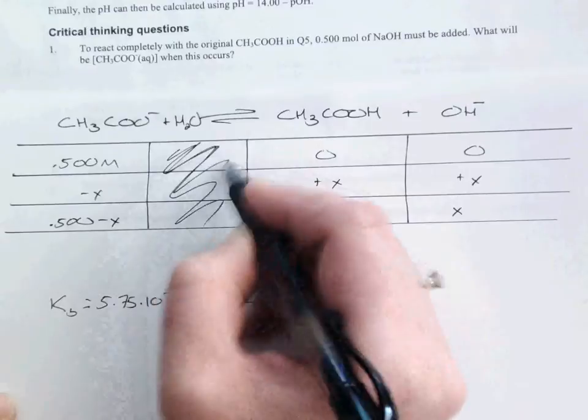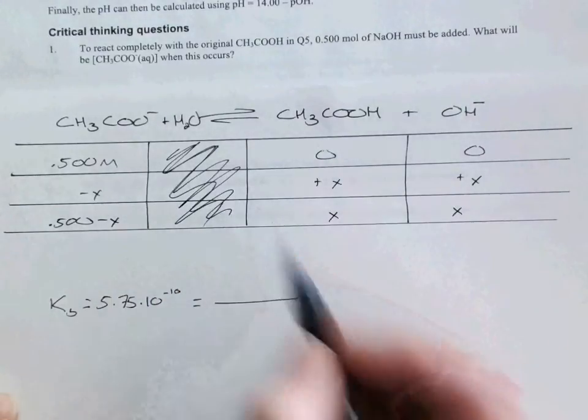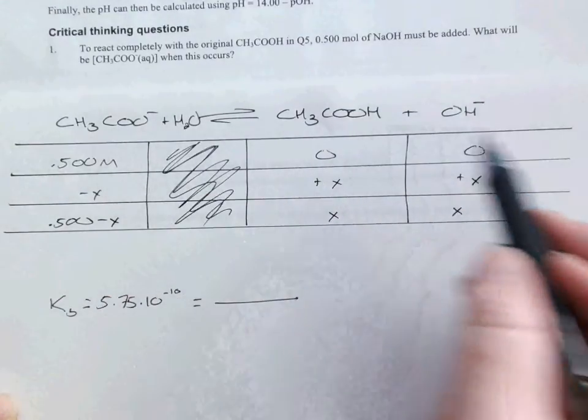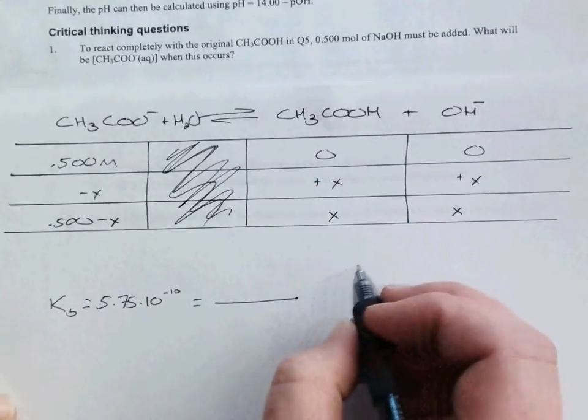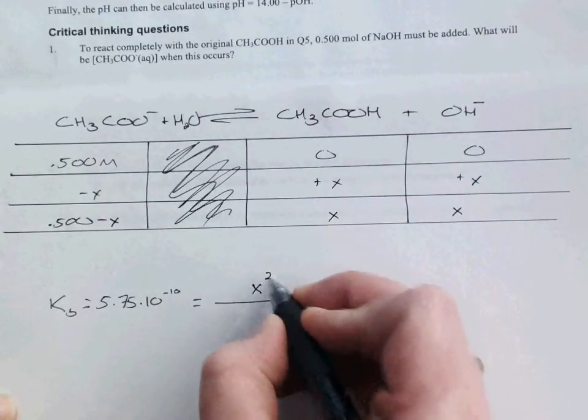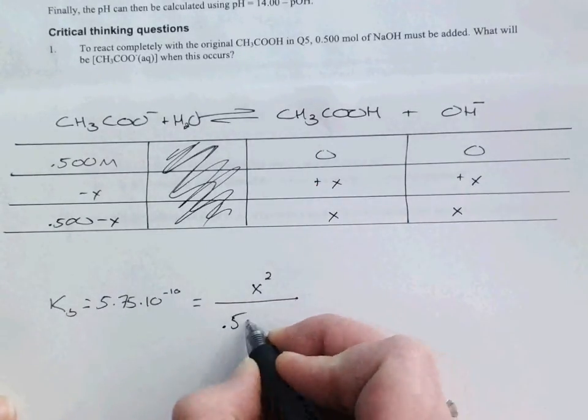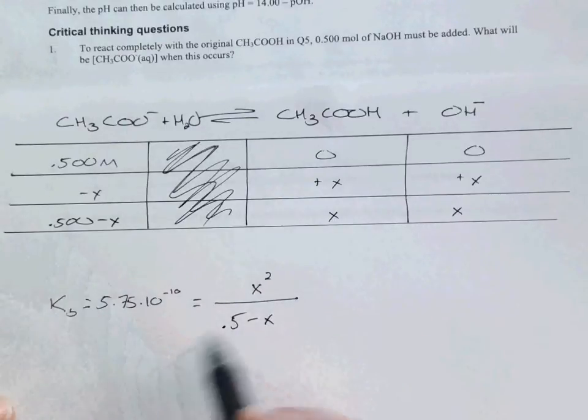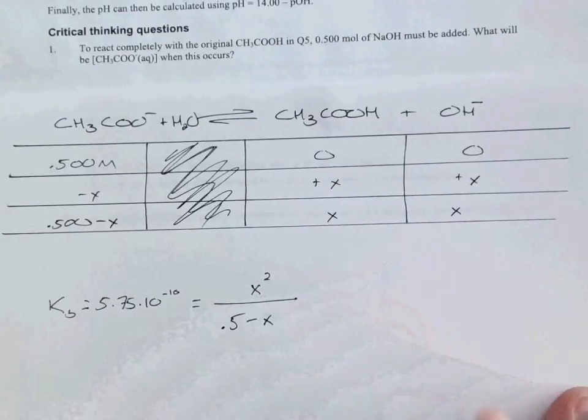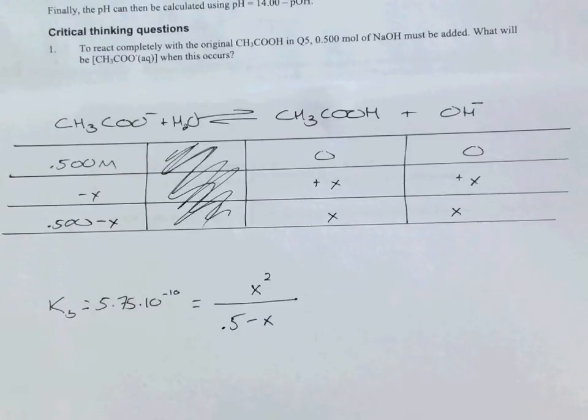So products over reactants raised to their coefficients of 1. Why did I leave out the water? It's a liquid. These three guys are aqueous. The water's a liquid, so it's not involved. So I got x squared over 0.5 minus x. I really have 3 sig figs. I'm going to do a bunch of math, keep more sig figs than I need, round to 3 sig figs at the end. What's my goal?